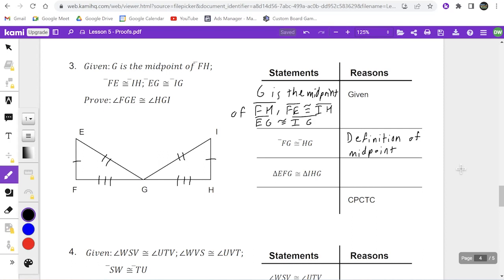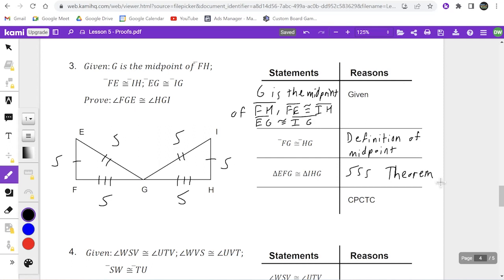And now we just have triangle EFG is congruent to triangle IHG. And for that, I look at what I have, and it looks like I have SSS. So it's going to be the SSS theorem, side, side, side theorem, to prove they're congruent.